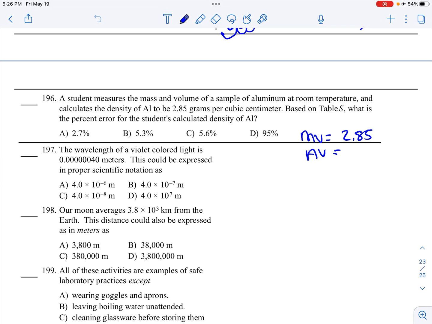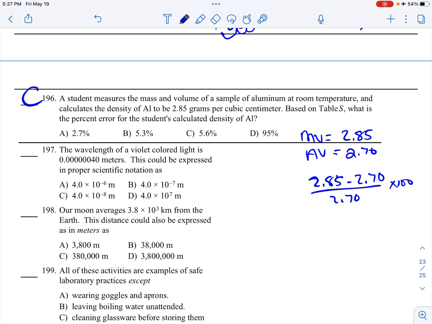So aluminum's density is 2.70. So we're going to do 2.85 minus 2.70 over 2.70 times 100. Remember, if you stopped there, that's what we call a correct numerical setup. So 2.85 minus 2.70 is 0.15 divided by 2.70, and then multiplied by 100 is 5.5 repeating. So that's going to be 5.6.